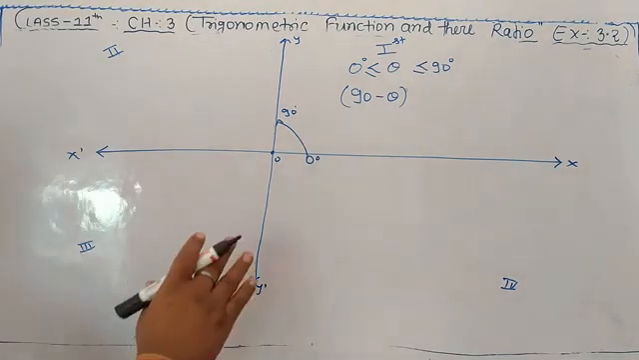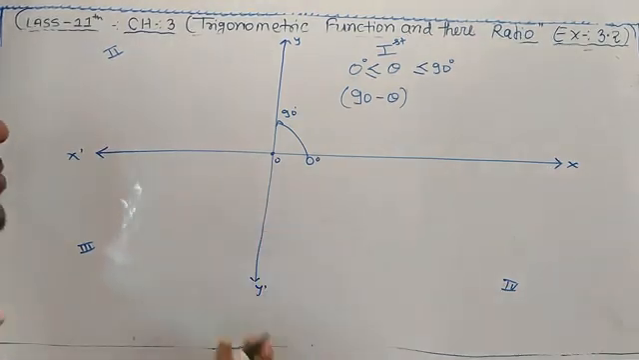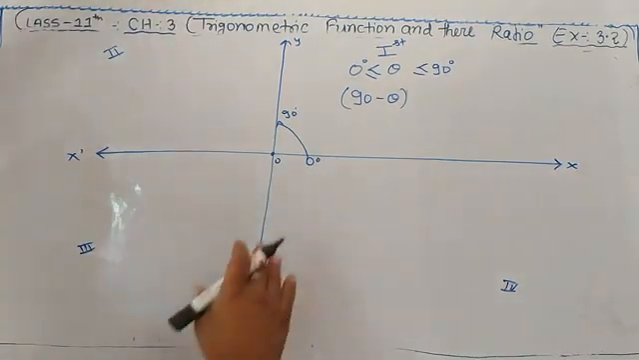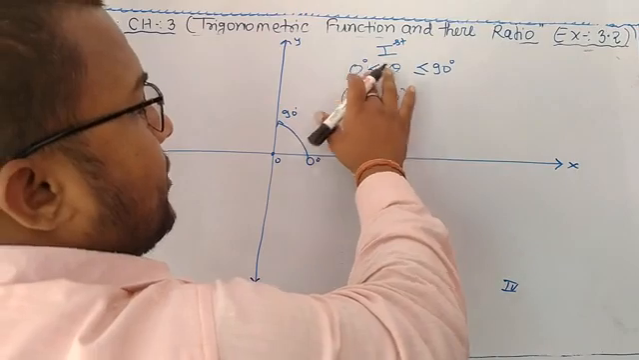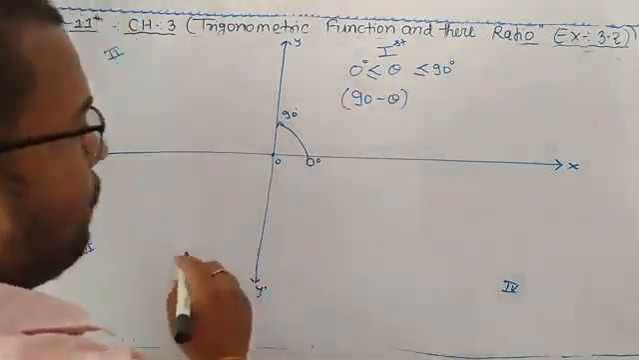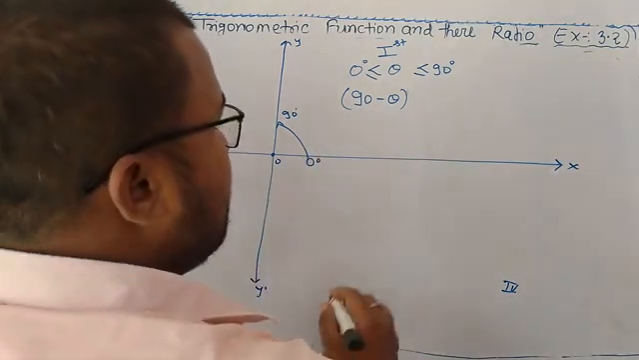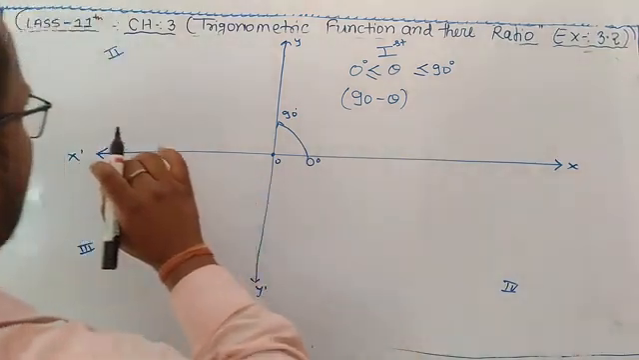This is the Cartesian plane: first quadrant, second, third and fourth. Very, very important, student. In the first quadrant, theta lies in 0 to 90 degrees. From 0, the first quadrant covers 90 minus theta, and all trigonometric ratios are positive.